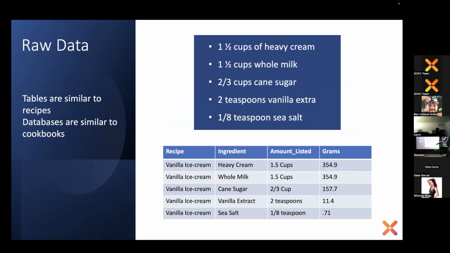And down here, we've just transformed that into a table. And most databases are just made of tables, for the most part. The one thing that we have done here is we have changed these over to grams, and that allows us to actually use them as measures. So now we can determine the total amount that comes out of each batch, for instance, or we can look at the ratio of heavy cream to sea salt.